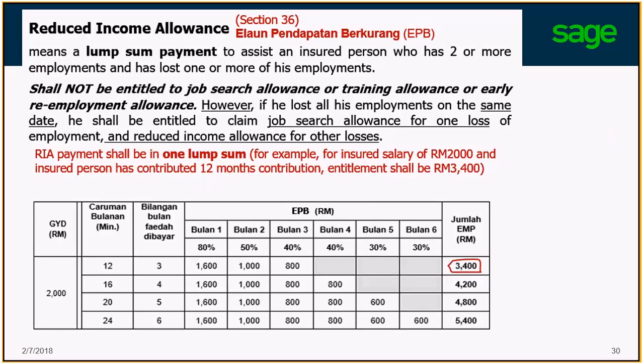Reduced income allowance shall not be entitled to the job search allowance, training allowance or early re-employment allowance. However, if he lost all his employments on the same date, then he shall be entitled to claim the job search allowance for one loss of employment and reduced income allowance for the other losses.